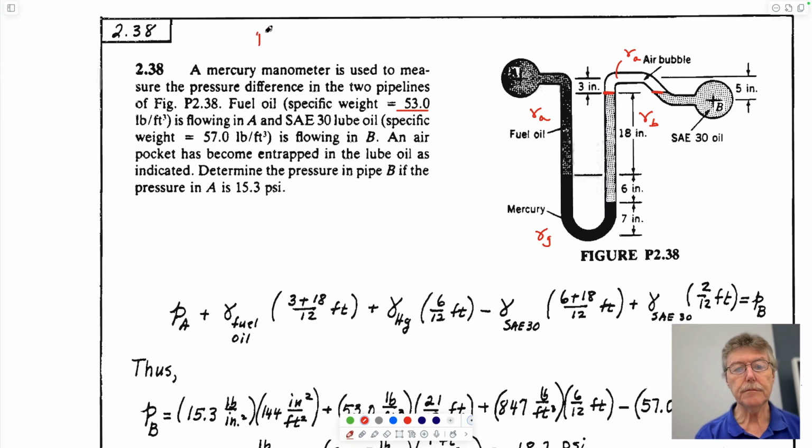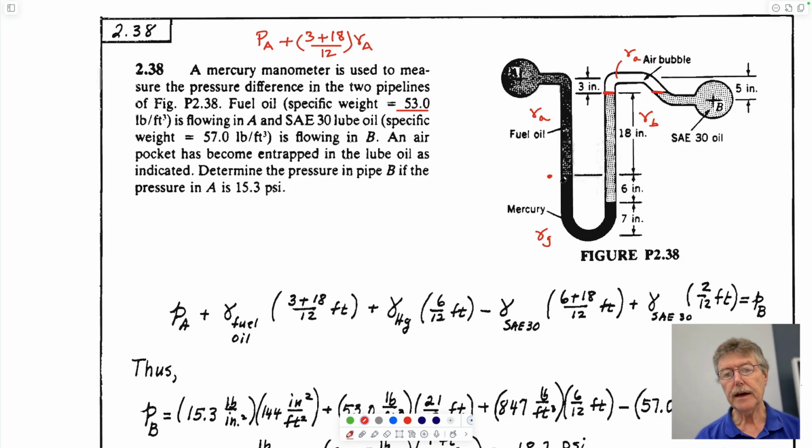So we start with pressure A. We're going down, and we're going down 3 inches plus 18 inches. The solution, by the way, is underneath this as a function of feet, because the unit weight of fluid A is in pounds per cubic foot. So this is 3 inches plus 18 inches to get to this point here.